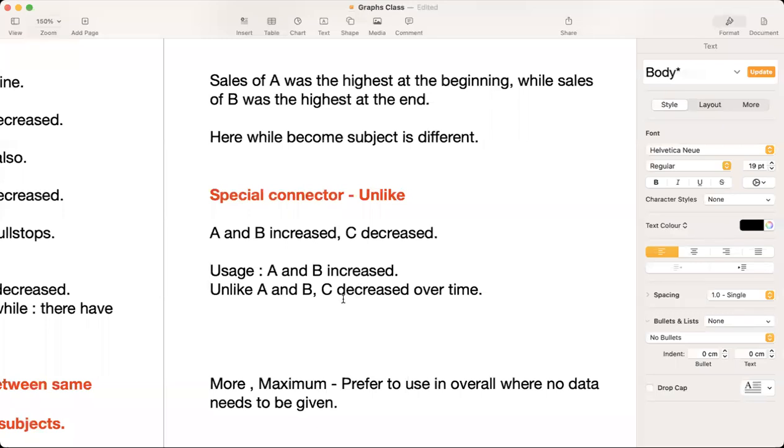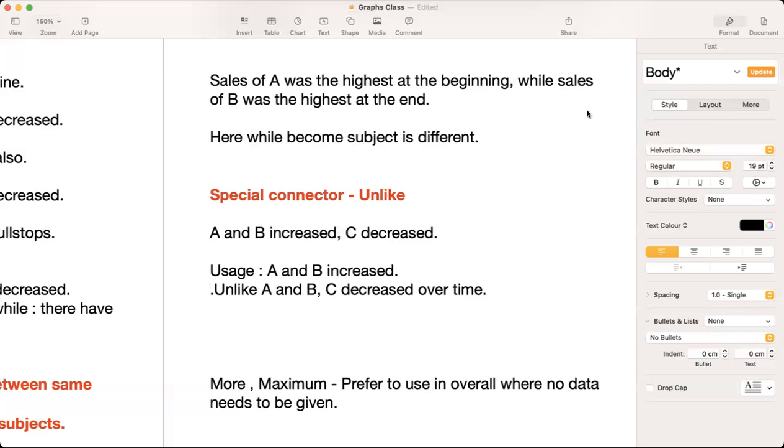Now you want to talk about C and C is doing a different trend. Then I use the word unlike A and B, like they are different. C is different from A and B. How is it different? C decreased over time. That's how I use this connector, unlike. I like to use it. It's a new sentence connector. It's a new paragraph only connector. I don't use it within the same paragraph. I can use it, but after a sentence. It does not join sentences. Unlike is not joining sentences at all. So unlike A and B, meaning C is different from A and B, in which sense C decreased over time.